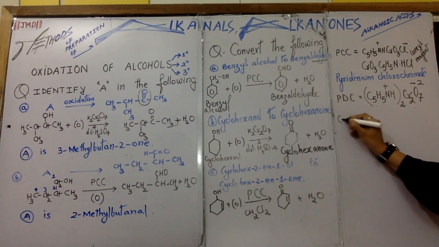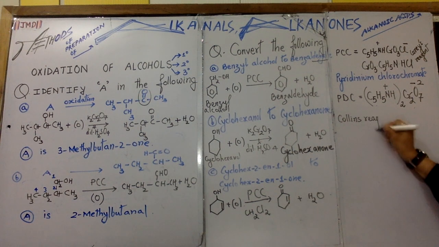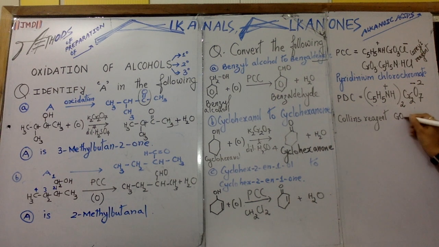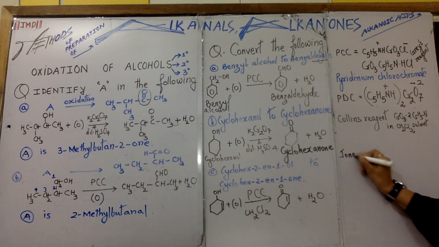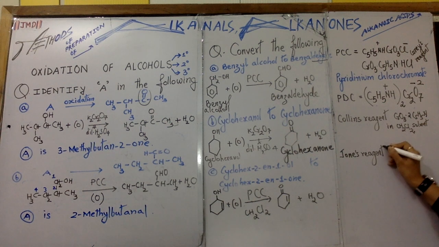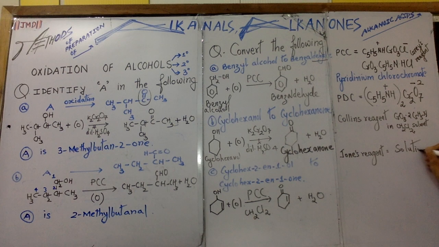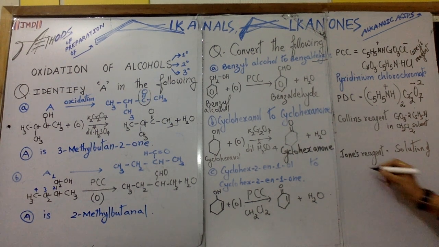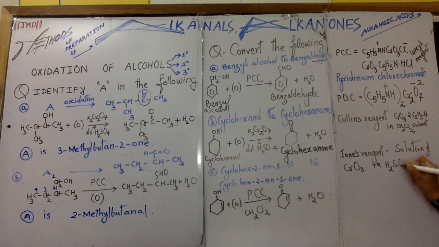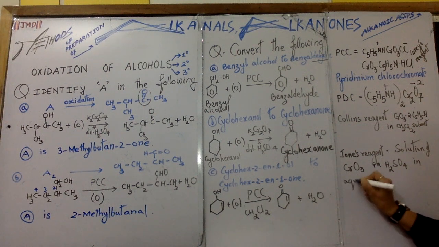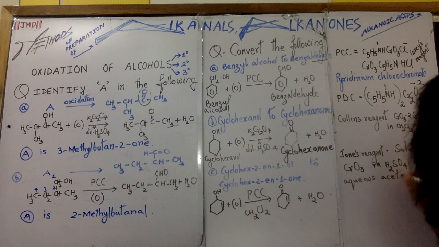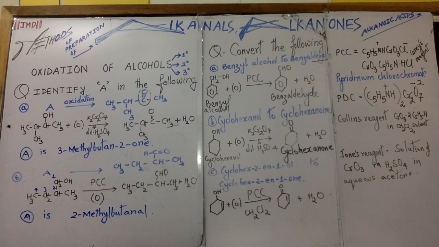It will help you. We can also make use of Collins reagent. What is Collins reagent? It is CrO3 and 2C5H5N pyridine in CH2Cl2 solvent. Okay, so that is Collins reagent. We can also make use of Jones reagent. Jones reagent is solution of CrO3 in H2SO4 in aqueous acetone. Okay, so we can use Jones reagent also.